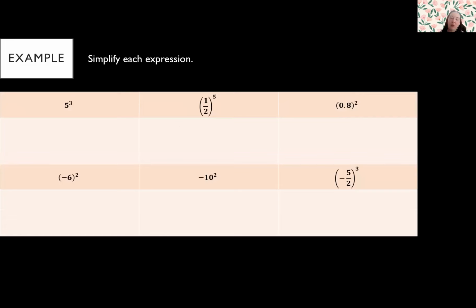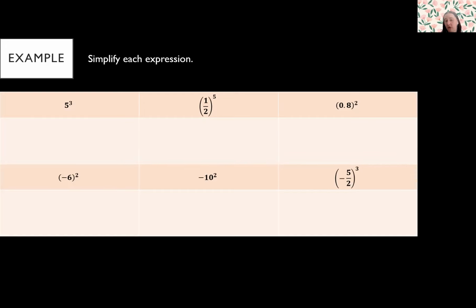So now we're going to get to the next step. It says simplify each expression. The word simplify means that you are actually going to do the math. So in addition to writing out what we're doing here, we're actually going to do the multiplication and get an answer. An expression means that we have things without an equal sign. So we're going to get an actual answer for what these are, rather than just writing it out as repeated multiplication.